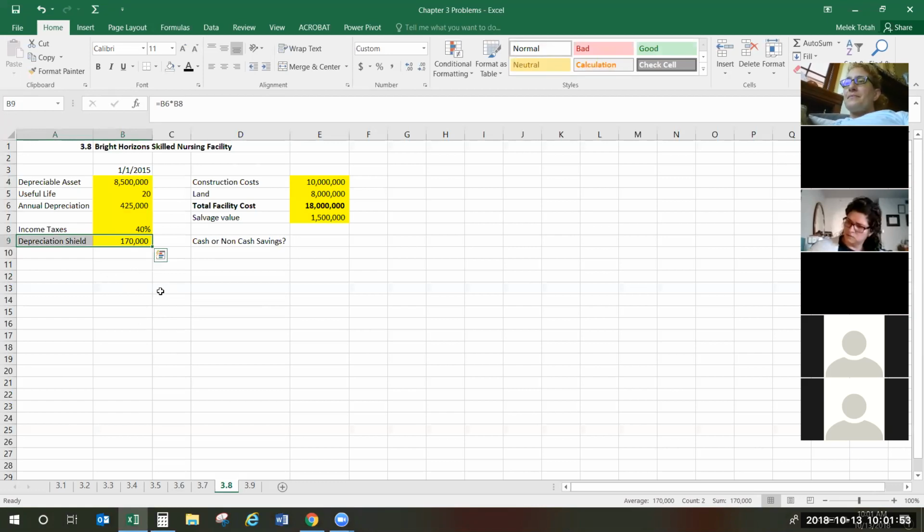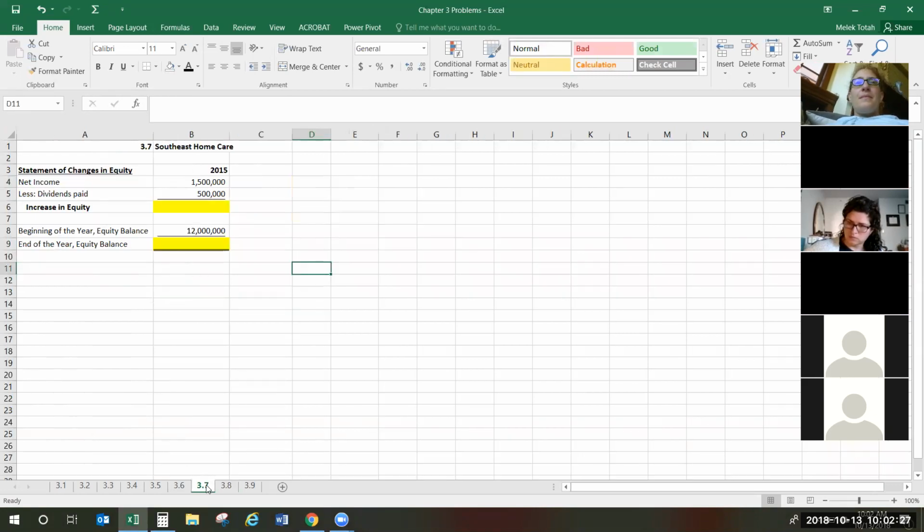Okay, does that make sense? Yes. Okay, let me just check and see what the actual question is, to make sure that I did answer that appropriately, because it says, assuming a 40% income tax rate, how much did Bright Horizons save in income taxes, right? So that's how much they saved. They saved $170,000. Okay. All right.